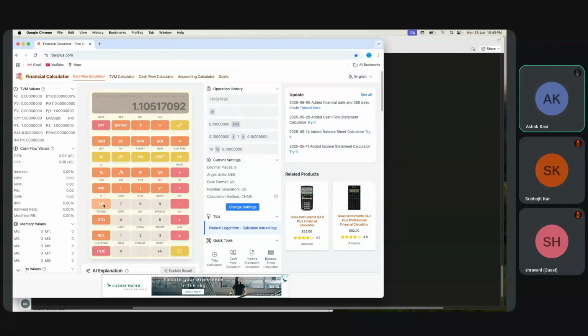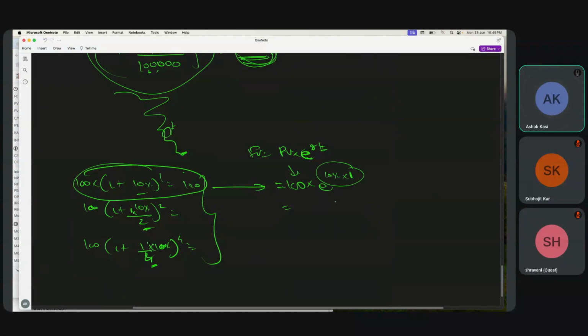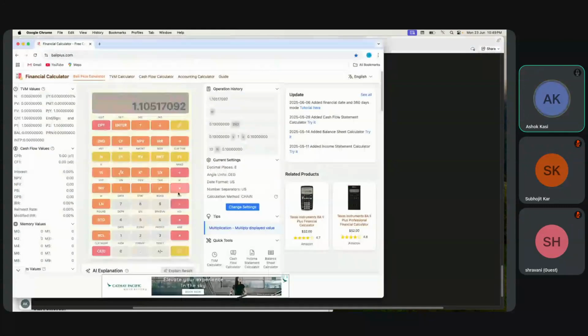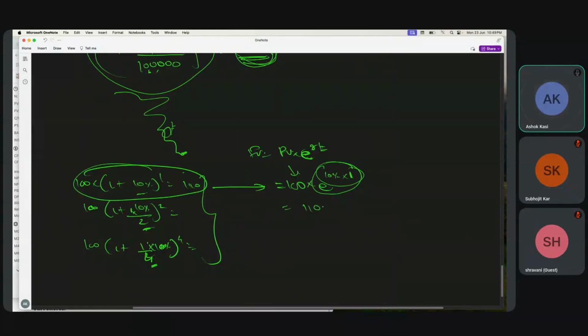Okay. Then into, so this part is done now till here, into 100. So into 100. So 110.517. So this is the difference. Here it is 110, and because it is continuous compounding, it is going to 517.